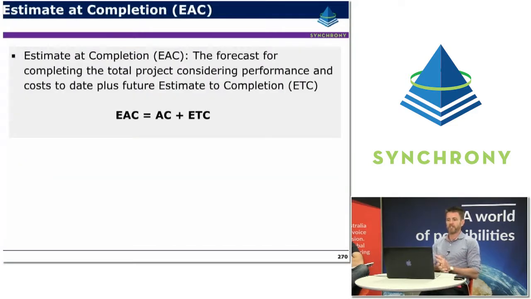So the estimate at completion, just for clarity, that we've been talking about is basically the forecast for completing the total project, considering the performance to date, plus future estimated cost to completion. So the EAC equals actual costs plus our ETC, or our estimate to complete.